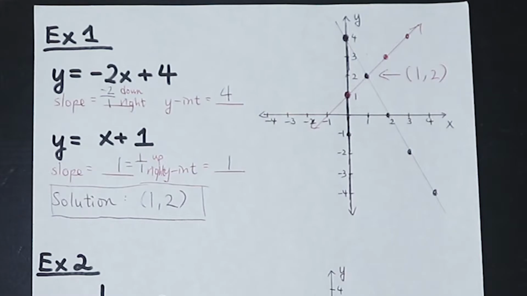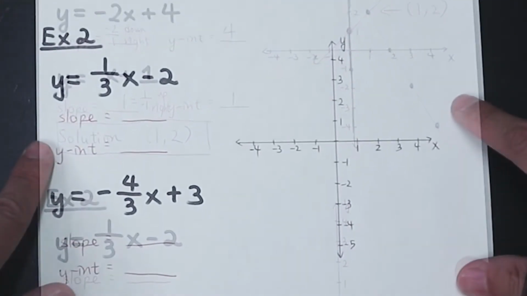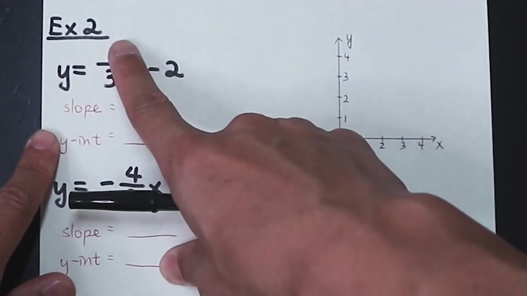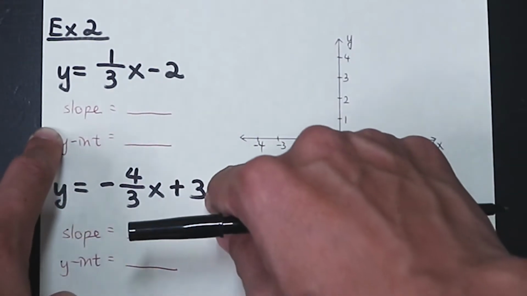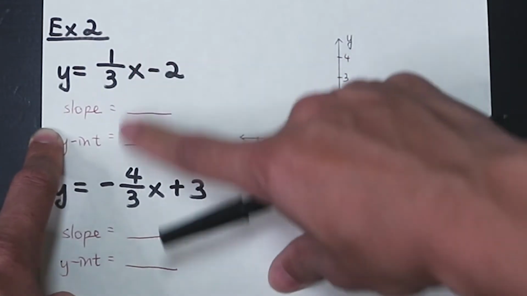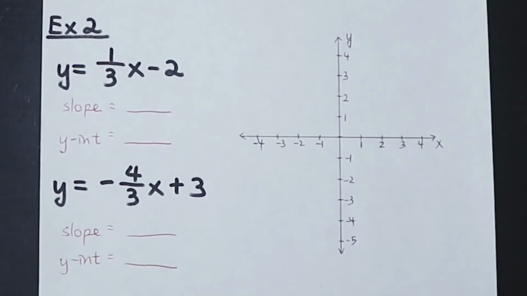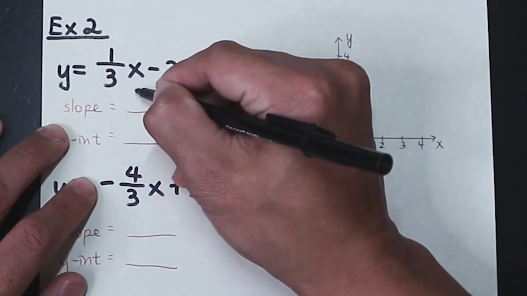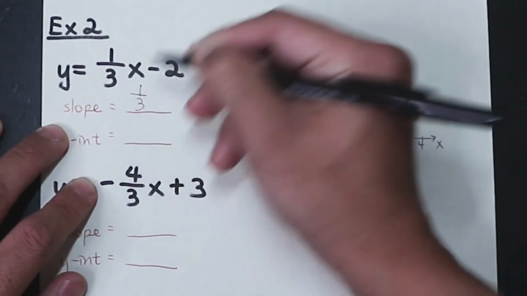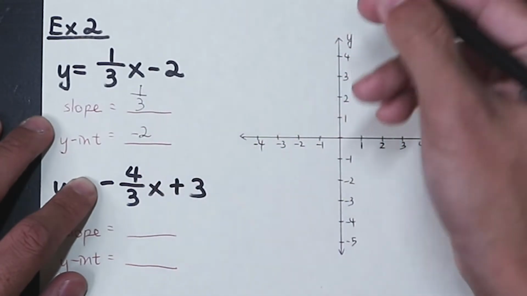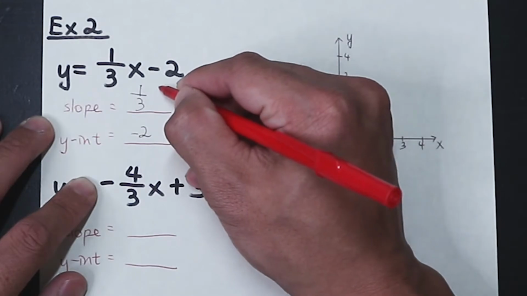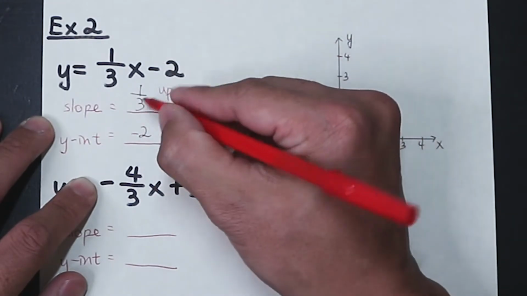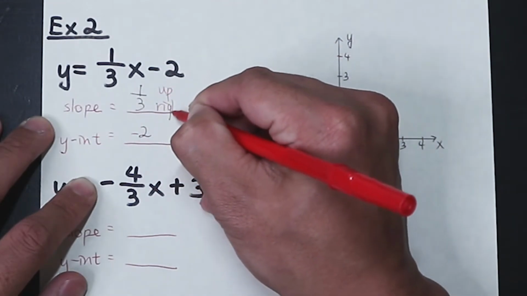Okay, let's take a look at another example. Example 2. In this case, you have y equals 1/3 x minus 2 and y equals negative 4/3 x plus 3. Now, don't get too worried about the fractions because the way that we do it is the same thing, and it's actually easier, by the way. The slope in this case is the number in front of the x, which is 1/3, and the y-intercept is negative 2. Let's talk about the slope first. Since the 1 on the numerator is positive, it's going to be 1 up, and the 3 on the denominator is also positive, so it's going to be 3 to the right.